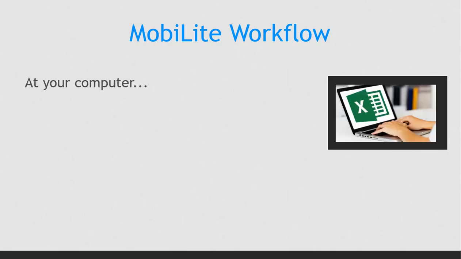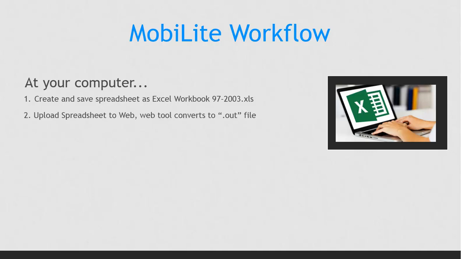At your computer, first create the spreadsheet file. The spreadsheet file must be saved as Excel Workbook 97-2003.xls. Second, upload the spreadsheet to the web. The web tool will convert the spreadsheet to a .out file. Do not open this OUT file. Save the output file to a USB thumb drive, which should be 2 gigs or less.